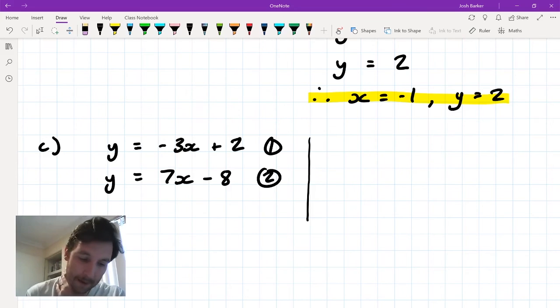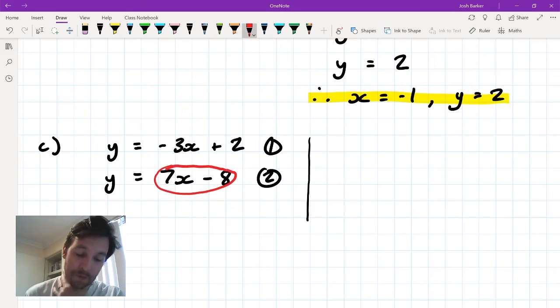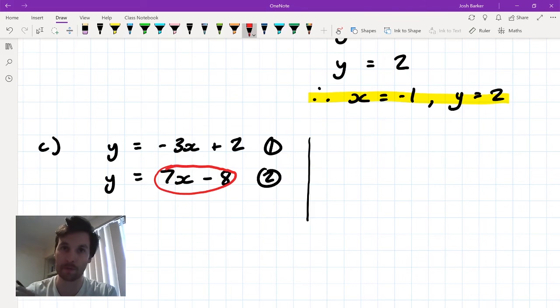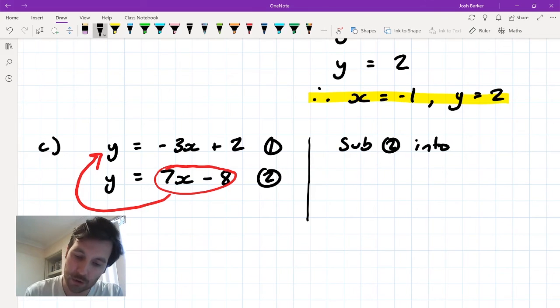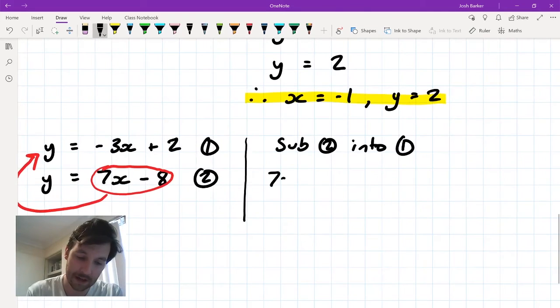What I'm going to do instead, I'm still going to substitute 2 into 1, but I'm going to take my 7x subtract 8, which is what y is equal to for this one. I'm going to put it right at the front there, so it's a little bit different in the way we structure it, but really it's exactly the same. So we're substituting 2 into 1, but we're going to have to put that new value for y on the left-hand side of the equal sign. So now 7x minus 8 is equal to negative 3x plus 2.